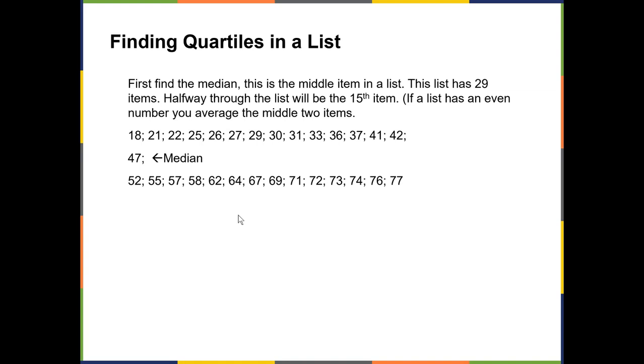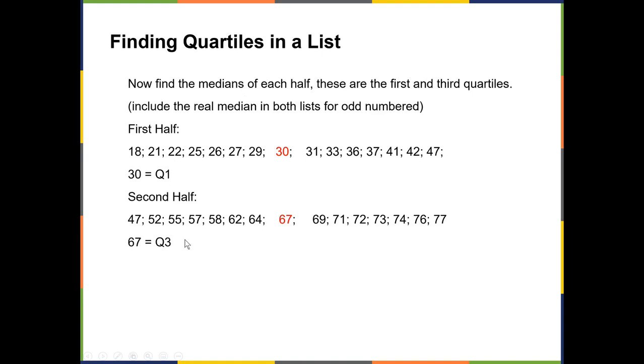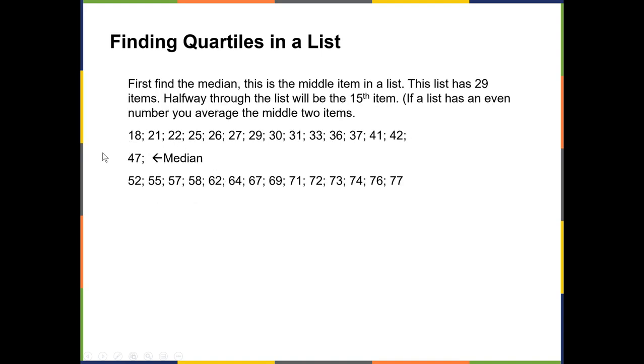This list has 29 ages. So halfway through this list will be the 15th item. So we have 14 ages, the 15th, and 14 more. So the middle item, the median, is 47 years old. All right, so that's the median.